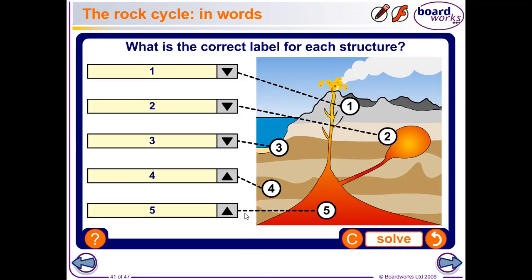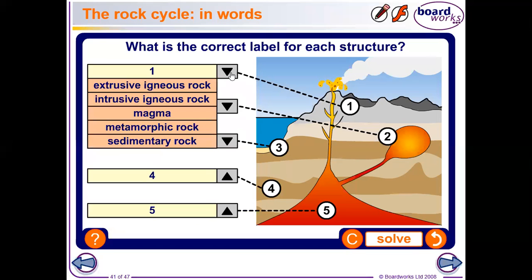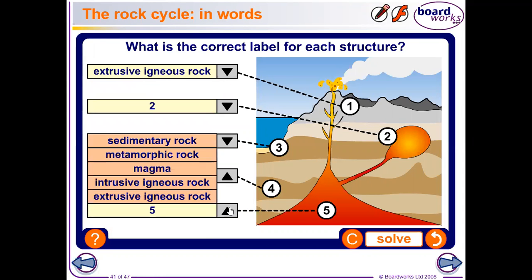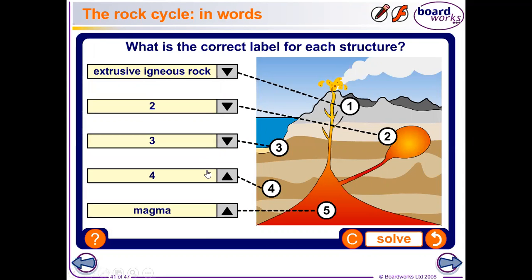Like number one, what do you think number one should be? Number one should be where the volcano gets out the lava. You have choices in front of you: extrusive igneous rock, intrusive, magma, metamorphic. Extrusive. Okay. What about number five? Magma. Okay.